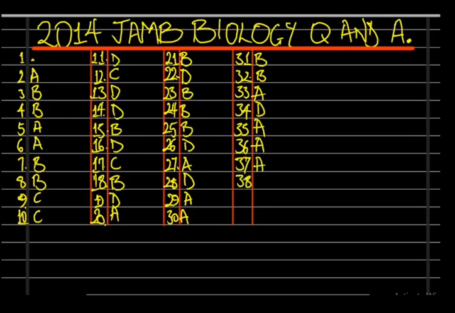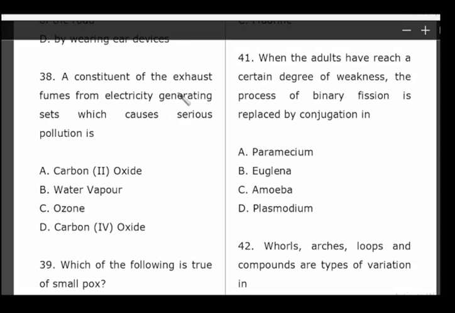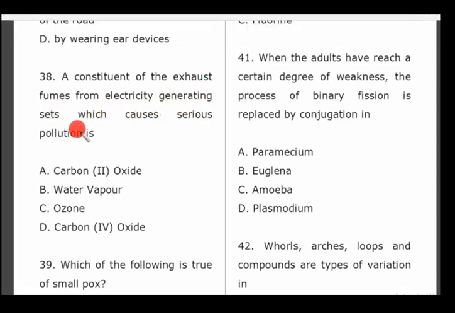And then we move to question 38. A constituent of the exhaust fumes from electricity generating sets which causes serious pollution is A. Carbon monoxide, B. Water vapor, C. Ozone, and D. Carbon dioxide.